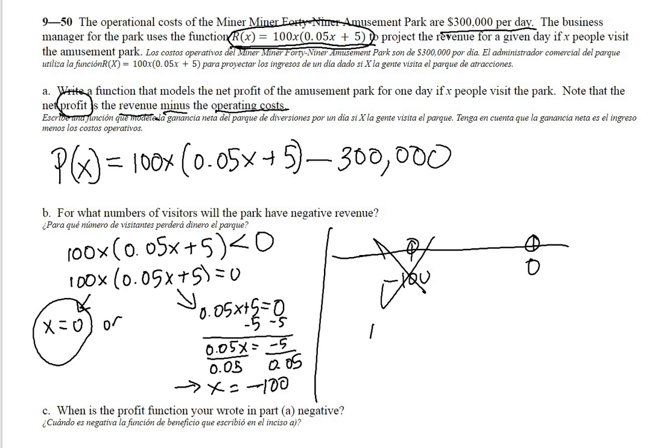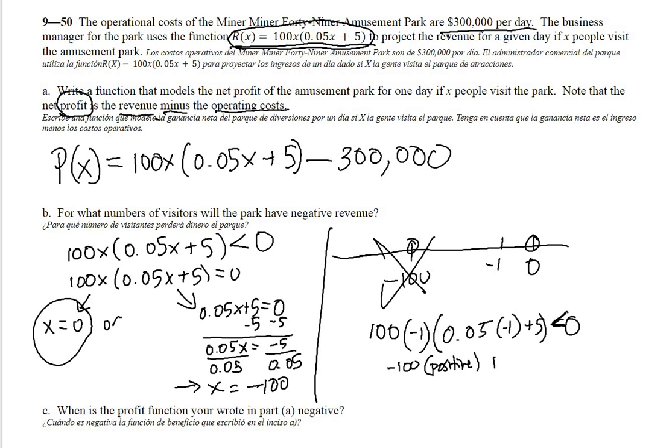Let's plug this in. 100 times, I'll test -1. -1 times 0.05 times -1 plus 5 is less than 0. That's negative 100 times some positive number. Sorry, I shouldn't have done equals. I should have done less than 0. And it's true. So I'm negative here. So I think I'm going to be positive here.